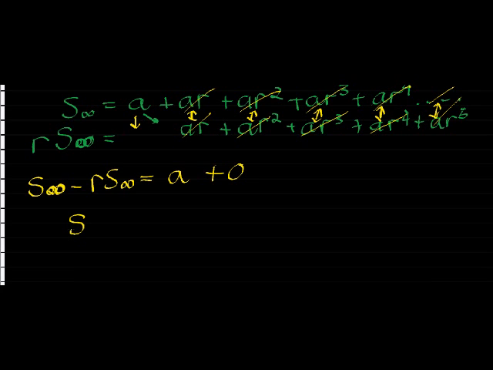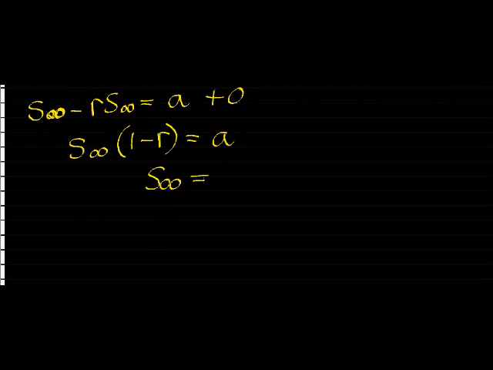So taking out a common factor, I get a times 1 minus r on the other side, just a. And then if I divide both sides by 1 minus r, there is my formula for the sum to infinity. Very simple formula. It is my first term divided by 1 minus my constant ratio. And here, just remember, r is not equal to 1. We cannot have r equal to 1.